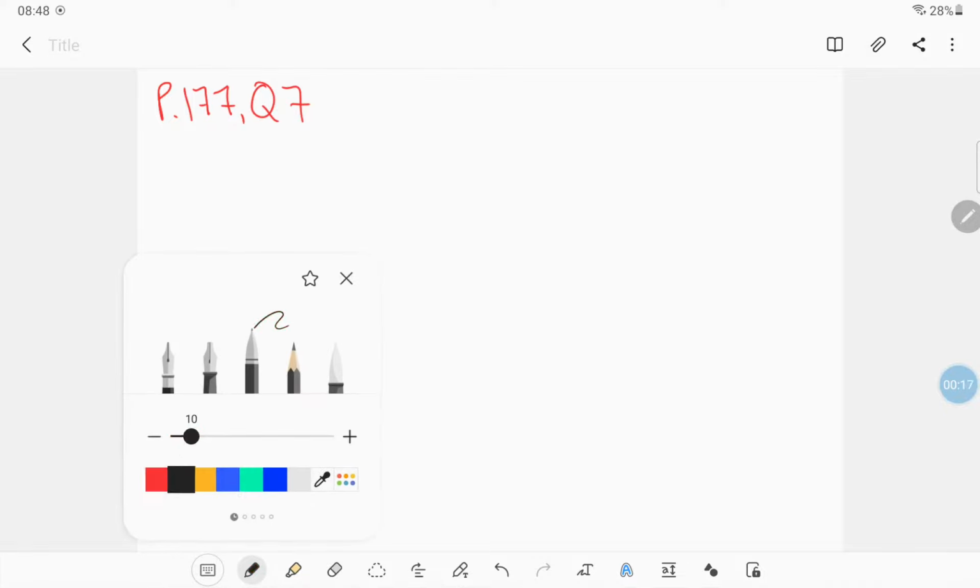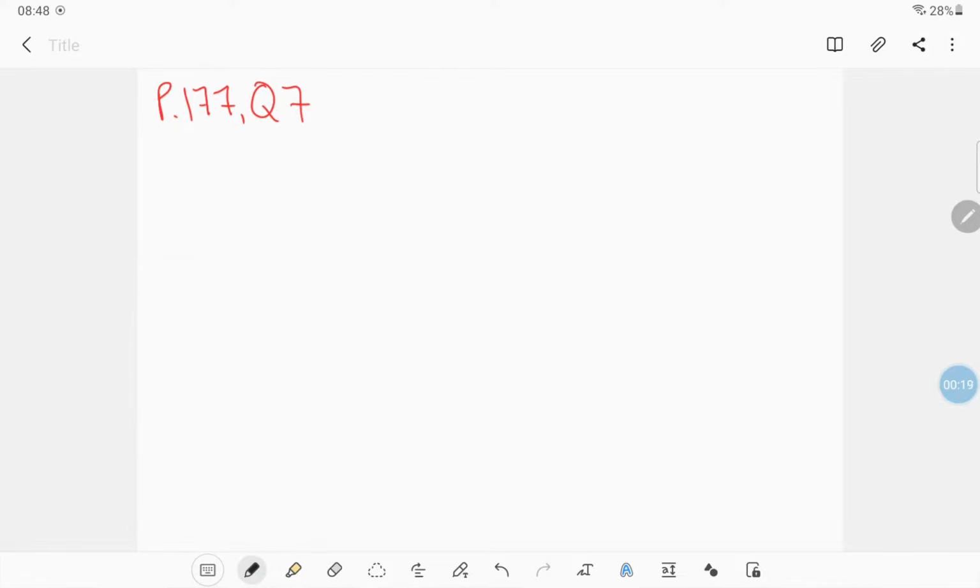So there's a question here that I'm suspecting a lot of people will have issue with. So I may as well just do it here for all of us. So it's page 177, question 7. Okay, so we have an integral. So let's write it down.